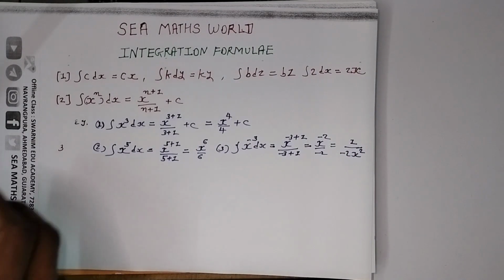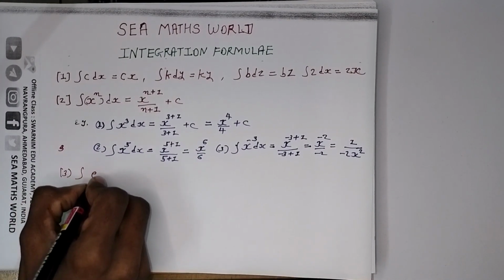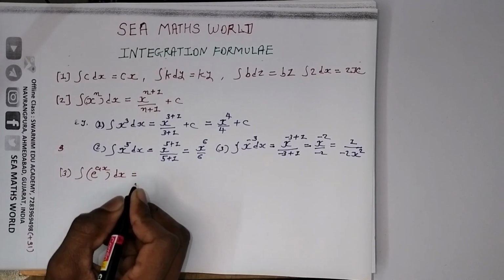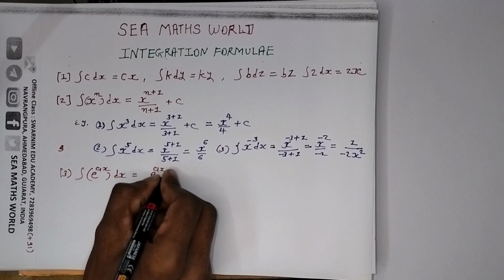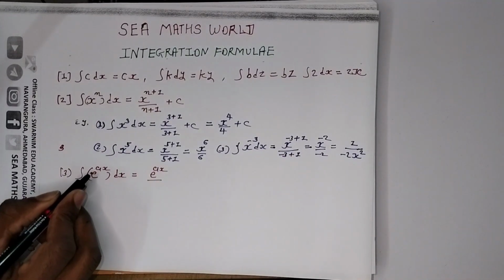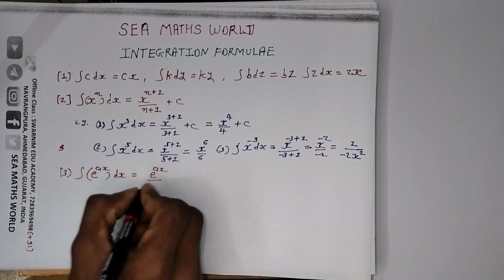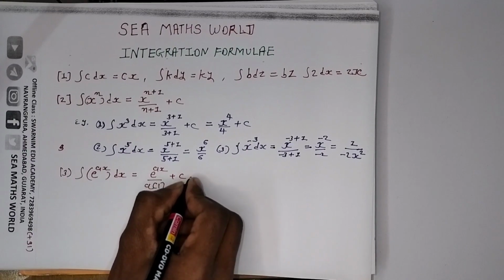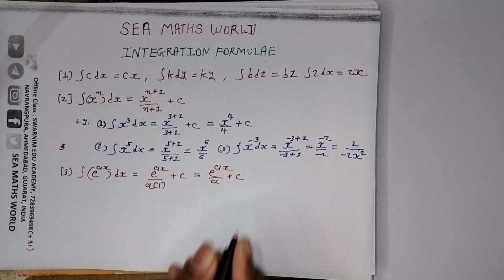Now the next formula is integration of e raised to ax. Integration of e raised to ax with respect to x is equal to, first of all, write down e raised to ax as it is. Then the power given is ax, so differentiate that power and put it in division. Here a as it is, and differentiation of x with respect to x is 1, plus c. So finally e raised to ax upon a, plus c.